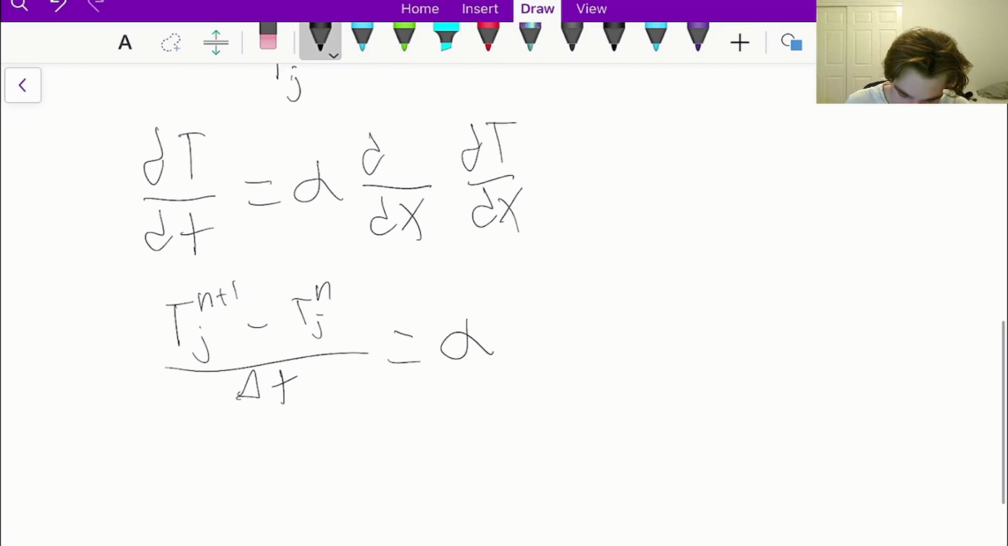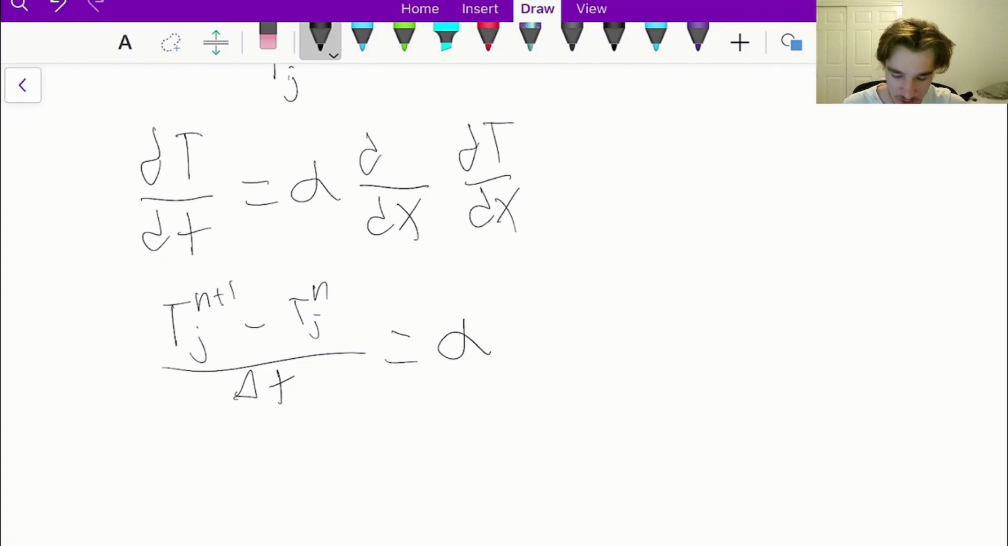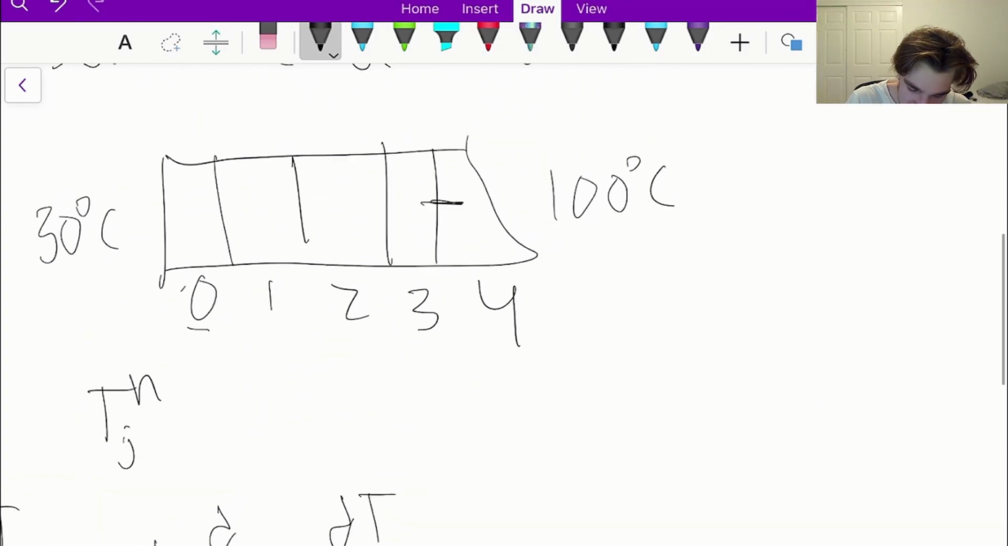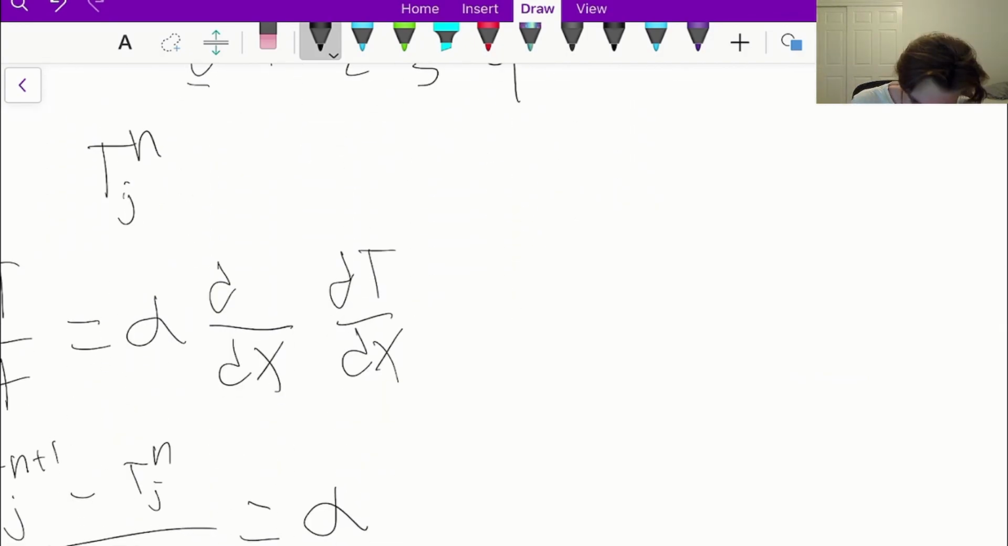thermal diffusivity, and this is the derivative of a derivative, right? So say we want to find the derivative of this point, it's going to be the derivative of that point as well, so it's going to be this one and then minus this point over here. I'll show you what that looks like.